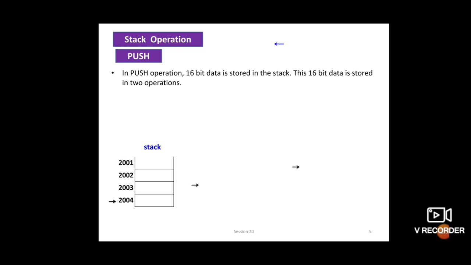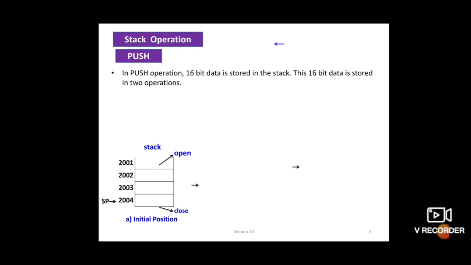Okay, this is the structure of stack. It is stored in these memory locations. The starting memory location is 2001, then 2002, 2003 and 2004. One end is open, the other end is closed. Okay, this is the structure of stack. Already we have seen this topic in data structure operation. Okay, now see, in this stack the pointer is at memory location 2004, this is the initial position of the stack pointer.